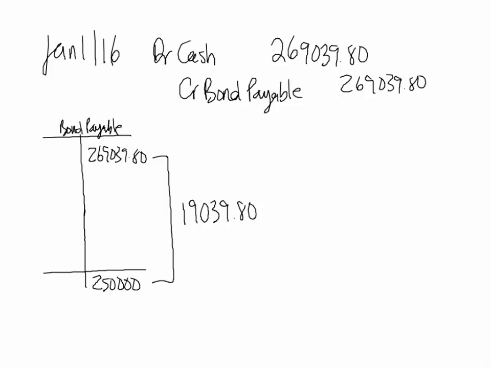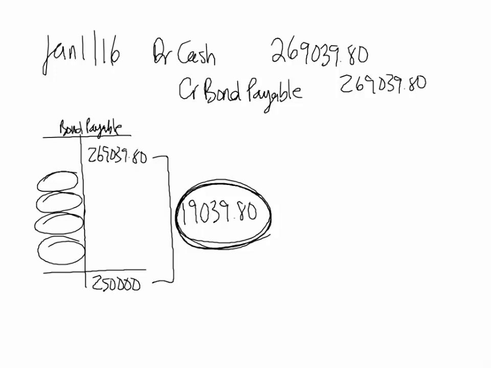All right. So now, over time, we have to recognize that this $19,039.80 has got to be drawn down. So we have to have negatives against this over the next 4 years until the face value of the bond is represented in the bond payable account. How do we do that? It's called the efficient interest rate method. All right, so I'm going to show you the chart that we would use for the efficient interest rate method.